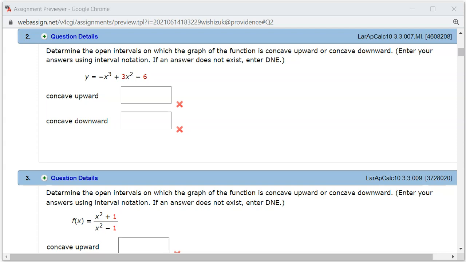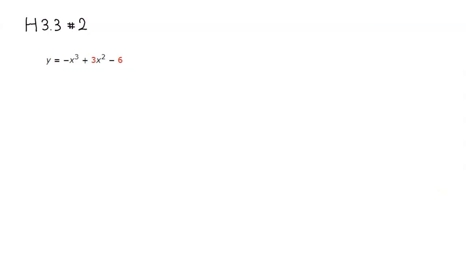All right, let's look at homework 3.3, problem number 2. We need to discuss the concavity of this given function. When you talk about concavity, we need to look at the second derivative, so we're going to take the derivative twice.